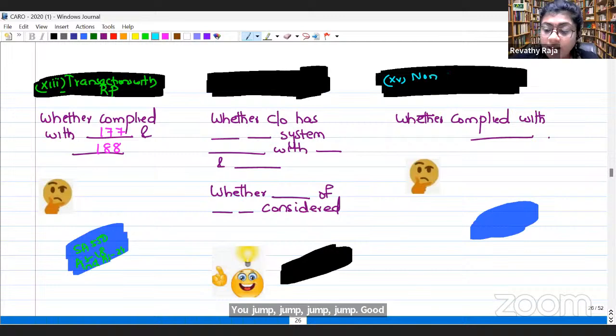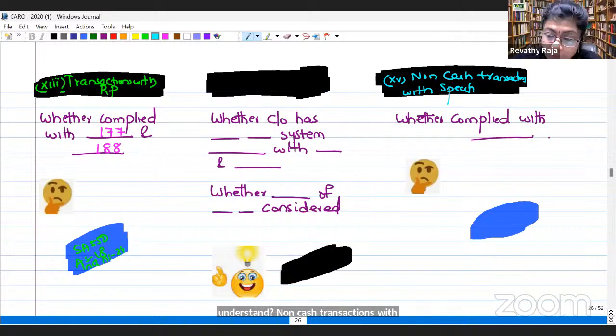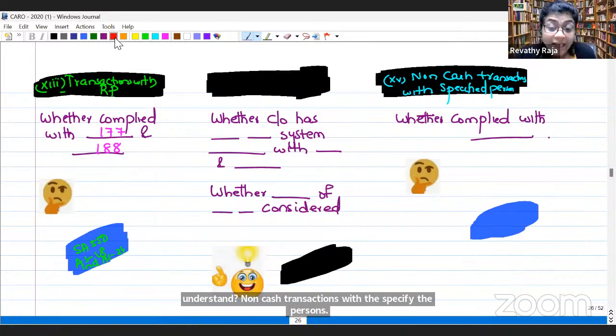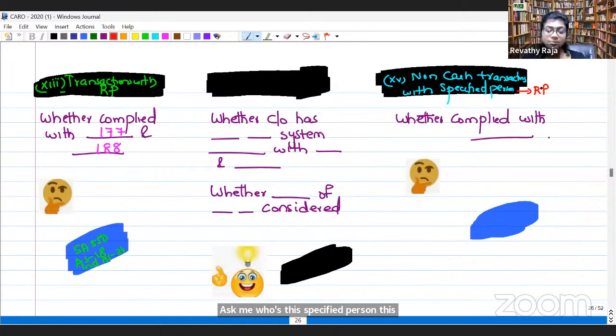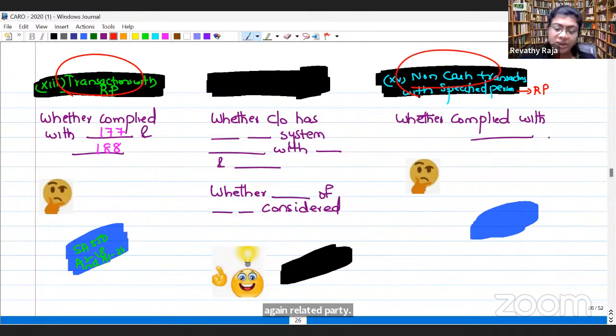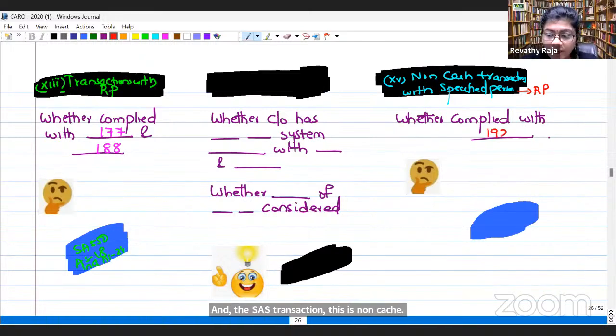15. Non-cash transactions. Why did I jump? You'll understand. Non-cash transactions with specified persons. Ask me who's the specified person. Specified person is again related party. This is a transaction, this is non-cash. Whether complied with section 192.